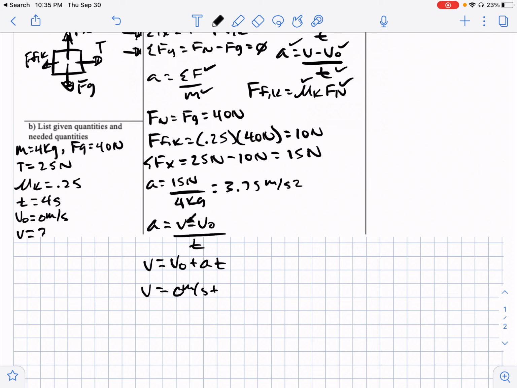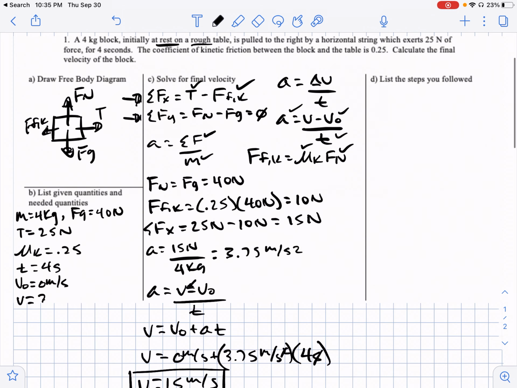And our calculated acceleration was 3.75 meters per second squared. And the time was 4 seconds. Okay, so the seconds will cancel out one of those. And so your final velocity is going to equal 15 meters per second. And there's my final answer.